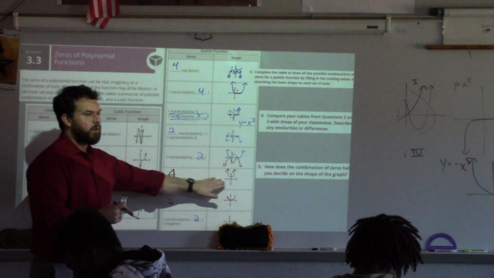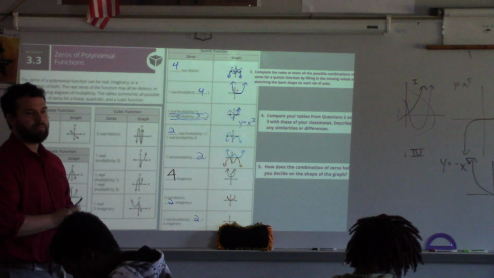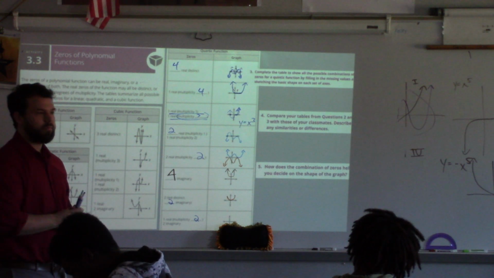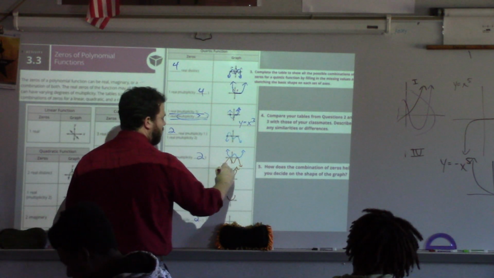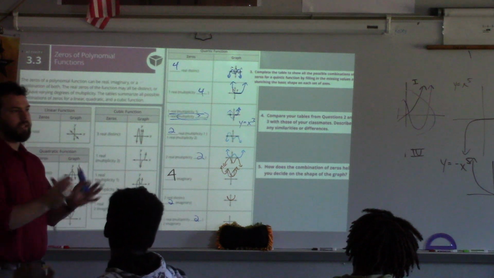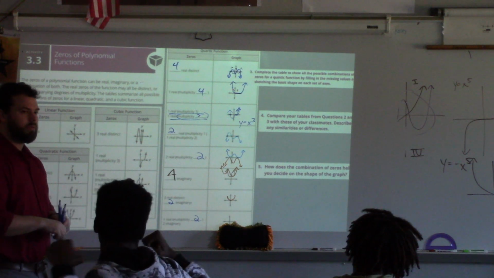For imaginary, what does that mean? It just doesn't touch. Okay. Could this have worked as well, where I have 3 extrema, but it just doesn't ever touch the x-axis? Yes.